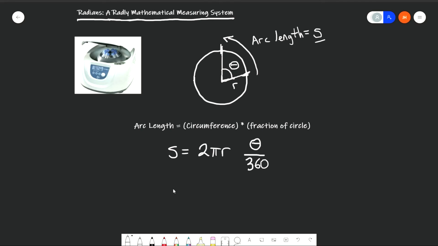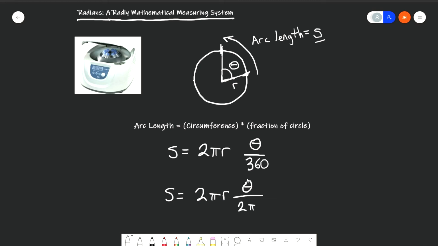Now let's look at the same formula, but this time in radians. Essentially, arc length is still S here, right? Circumference is once again still 2 pi times the radius. And to calculate the fraction of the circle that I have, it's going to be my angle in radians, divided by how many radians a full revolution is, which we said before, one full revolution was 2 pi radians, right?